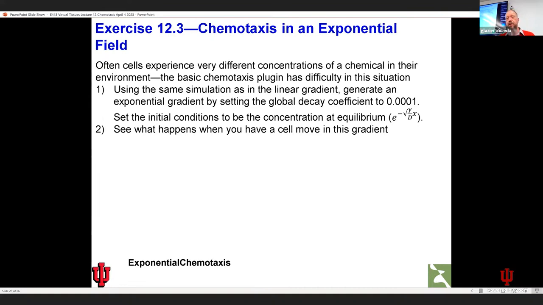The initial condition that we had before was a linear initial condition, which isn't what we need. So what you want to do is set the initial condition to be the equilibrium concentration, which is e to the minus the square root of gamma over D times x. The only thing you need to know is that in XML, the exponentiation symbol is caret, not star star, so it's not the one that Python needs. Okay? So why don't people try that? If changing the initial condition is too much of a problem, just put in the decay coefficient. That's really all you need.